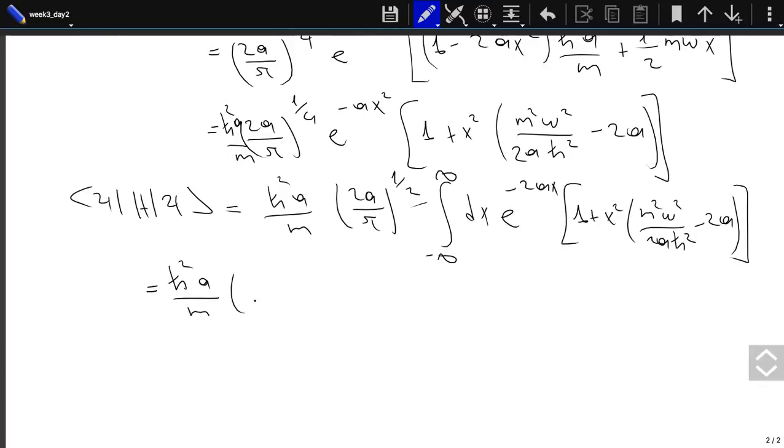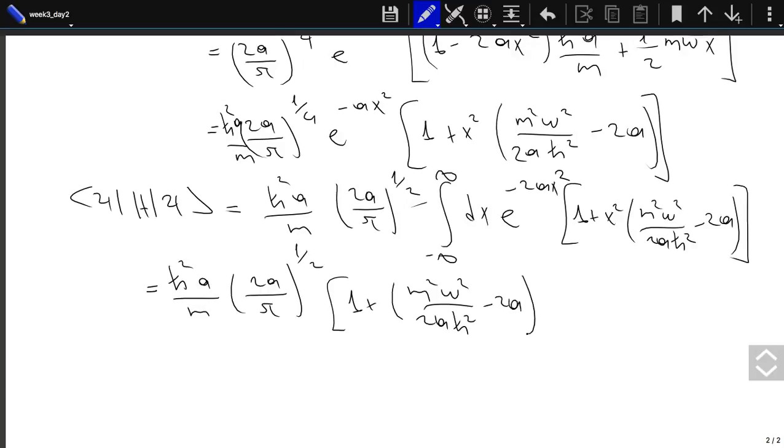h bar squared a over m, 2a over pi raised to the power 1/2, ax squared. Let's see, 1 plus m squared omega squared divided by 2a h bar squared minus 2a times minus 1 over 2 del over del a times pi over 2a squared.